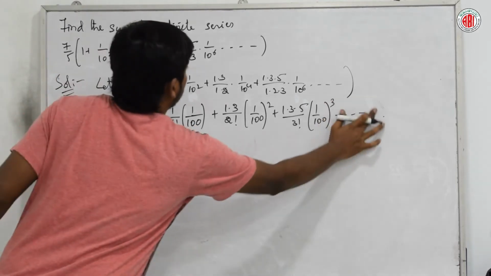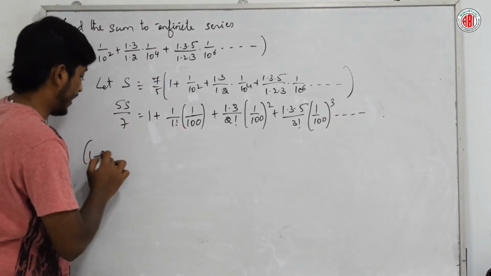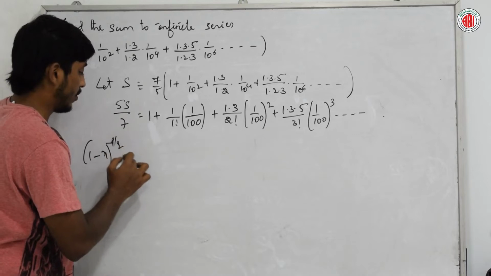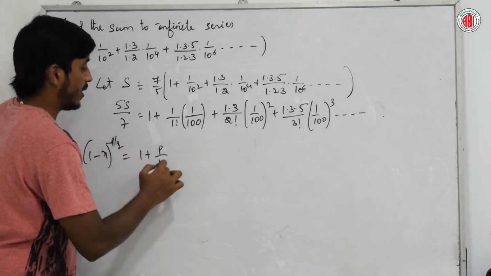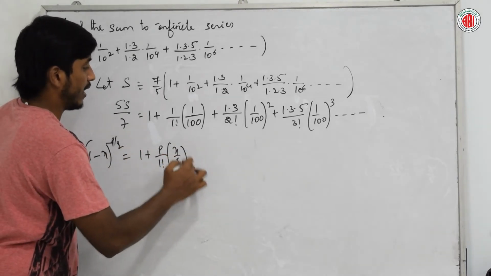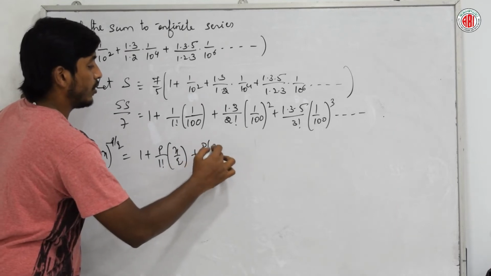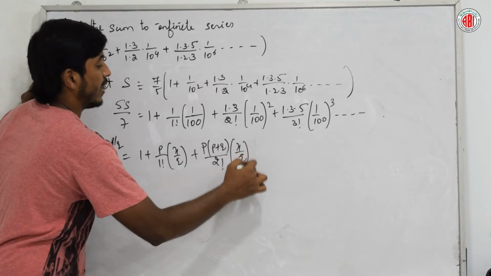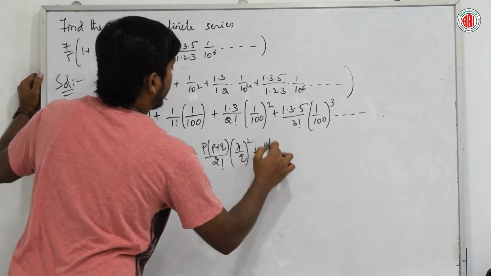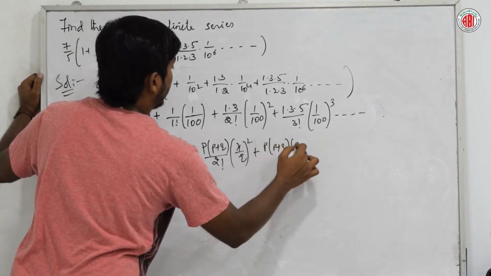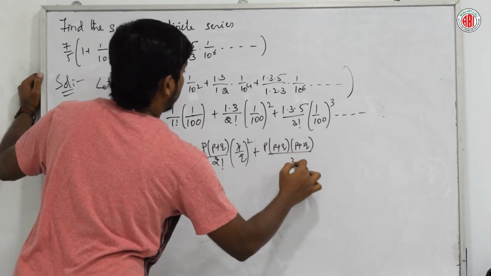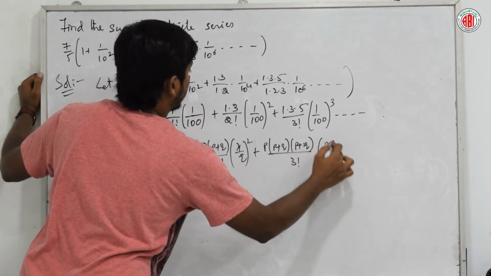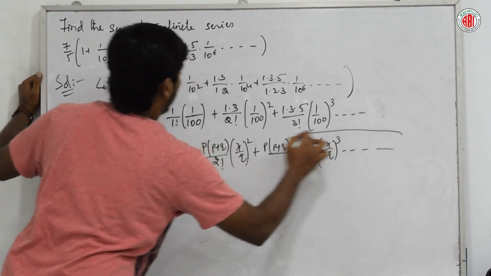What was it? Now 1 minus x whole power minus p by q is equal to 1 plus p by 1 factorial into x by q, p into p plus q by 2 factorial into x by q whole square, p plus q, p plus 2q by 3 factorial into x by q whole cube and so on.